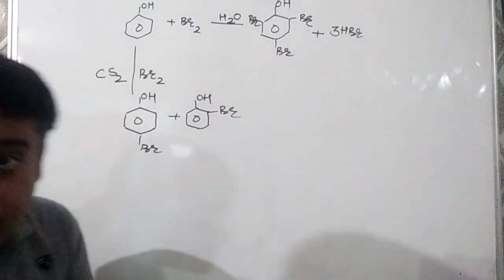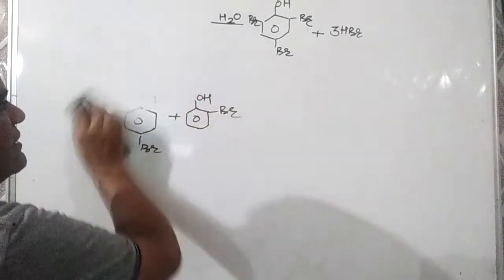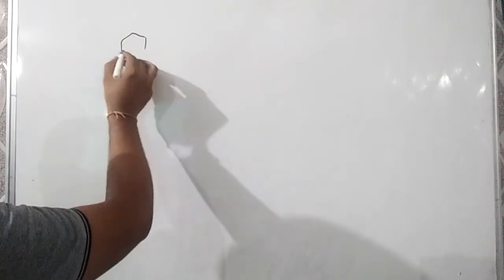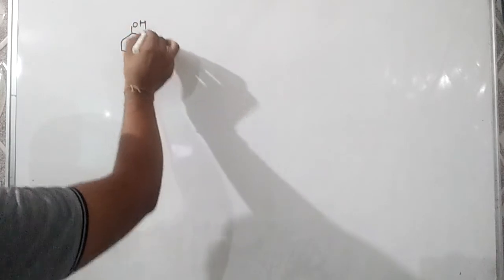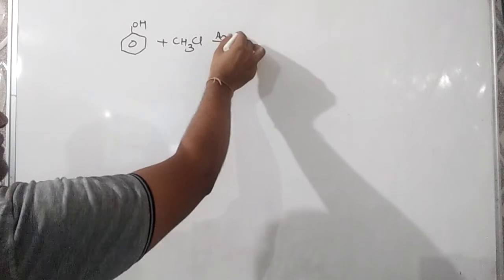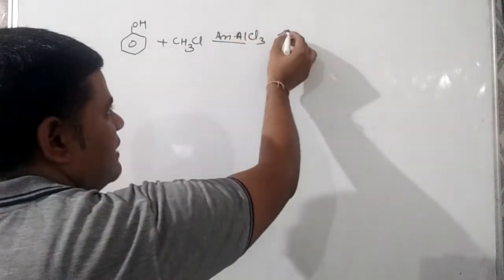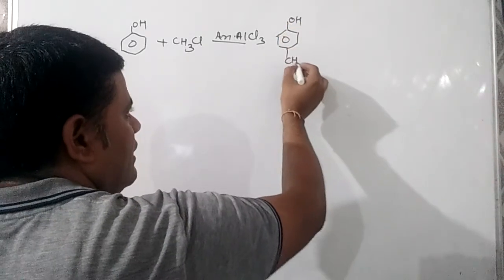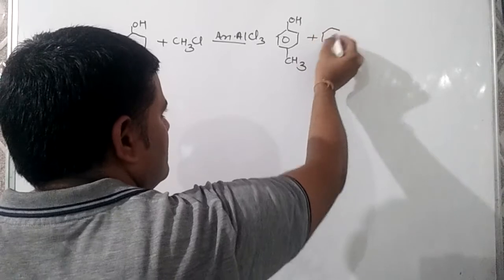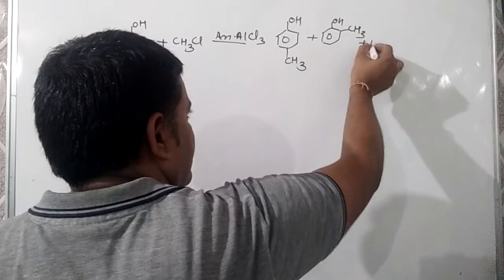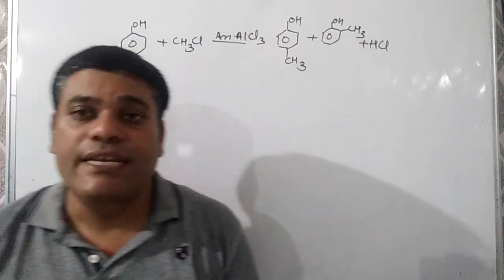Next will be Friedel-Crafts alkylation. Here the OH group is ortho-para directing. The same way, the reaction might take place when phenol reacts with CH3Cl in the presence of anhydrous AlCl3. Then the major product will be the para derivative, with the methyl group going to para, and the minor product will be the ortho derivative, plus HCl. The reaction is known as Friedel-Crafts alkylation.